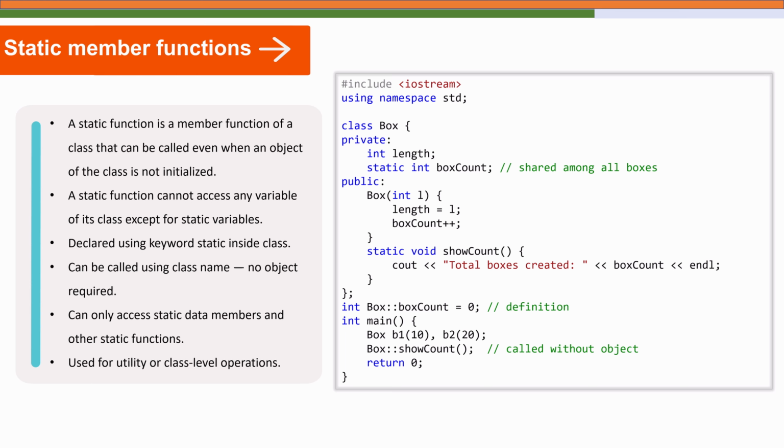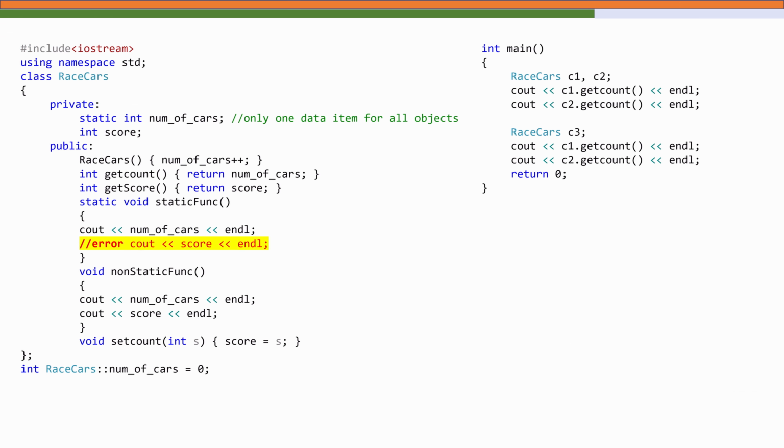Now here's an important rule about static member functions. They can only access static variables of the class. Let's see why. This is because the static function doesn't belong to any specific object, it belongs to the class itself. Since it is not called through an object, it doesn't have access to instance variables. So there is no this pointer available. We will see the this pointer in a moment. Inside a static function, we can only use other static members, not the regular data members of our individual objects.